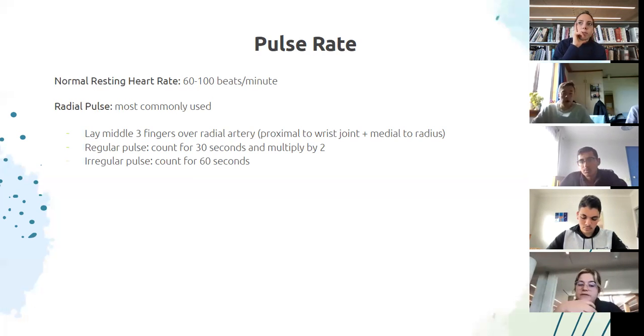Then you wait until you can feel it. And basically, if it's considered regular, so if you can feel that it's beating at a normal rhythm, then you can count it for 30 seconds and multiply it by 2. If you feel it and it's a bit irregular, like it's not beating at a consecutive space apart, then you would want to count for 60 seconds, and that would give you your beats per minute rate.